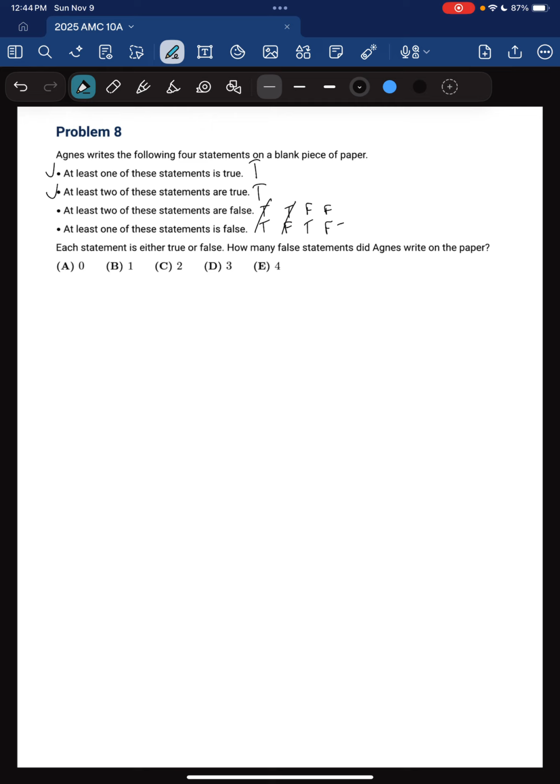All right, erased. So therefore, this makes sense, right? The bottom one, at least one of these statements is false. Yep, this option is true. And at least 2 of these options are false. Nope, since only one option is false, then this is actually false. So therefore, there's only one false statement. So the answer is B.